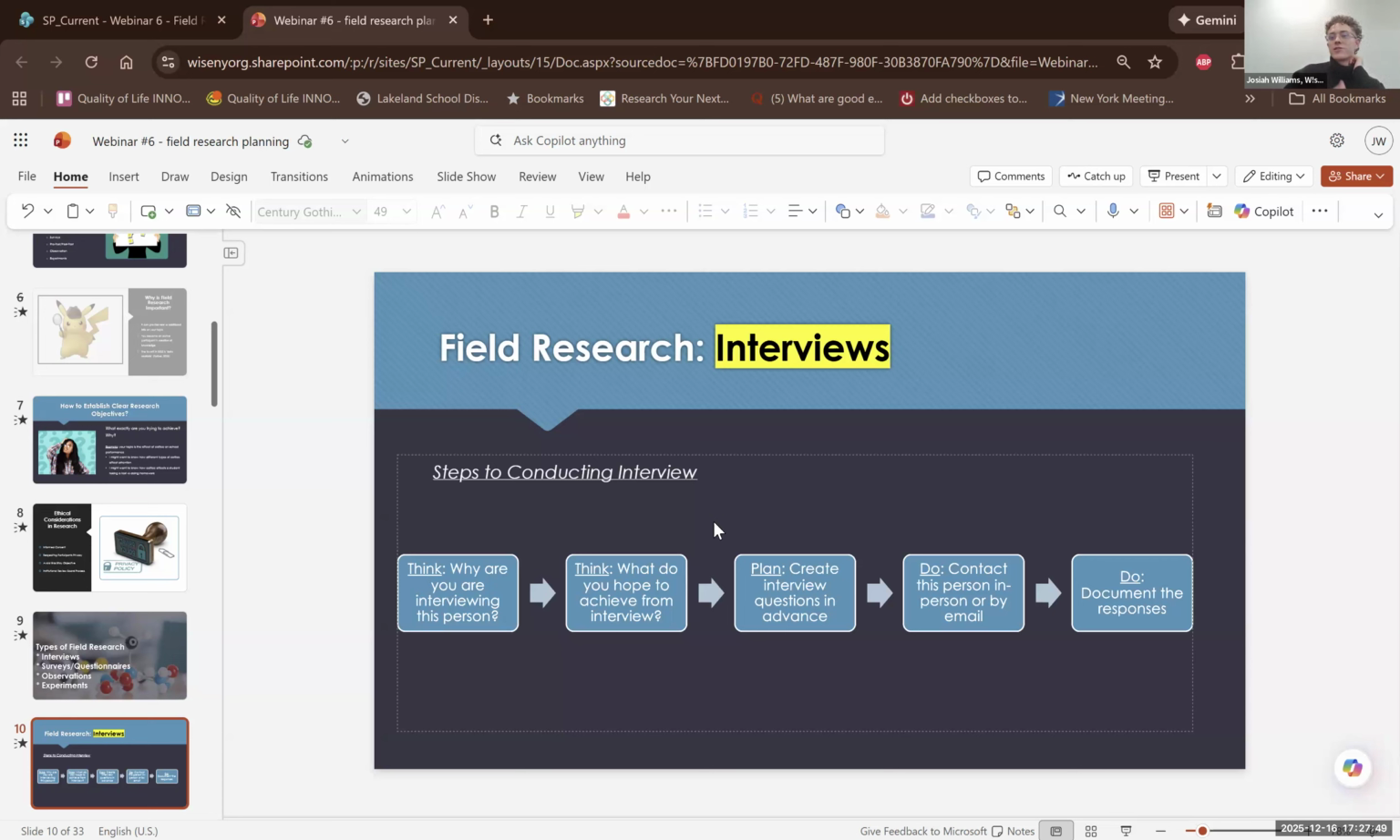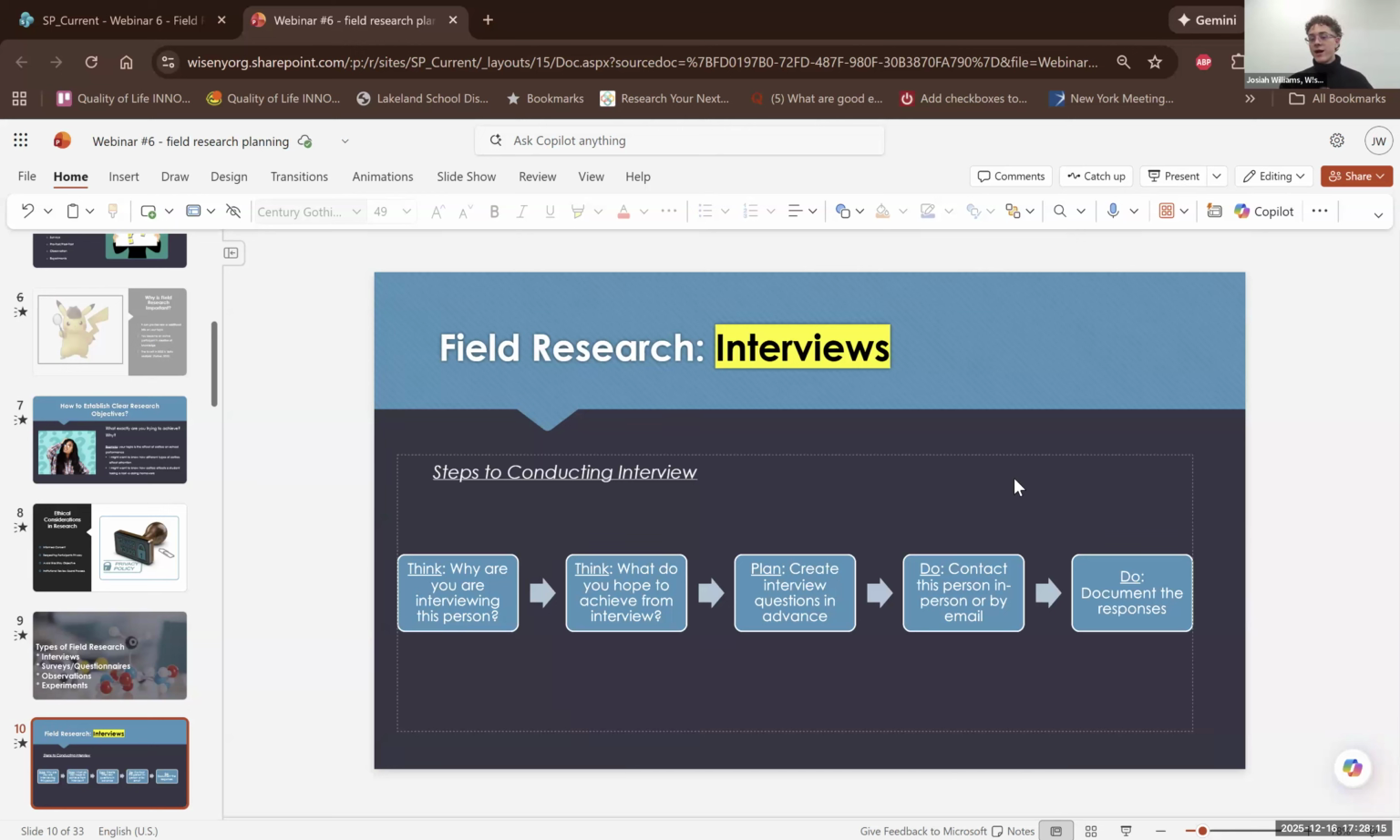So again, that's very important. Start with the end in mind. Start with, okay, here's my intention, here's my goal, making sure that we're going in the right direction, and then create interview questions in advance. It's very important to have these open-ended questions. Allow the person to talk, talk, talk. Because the more they talk, the more data you get.